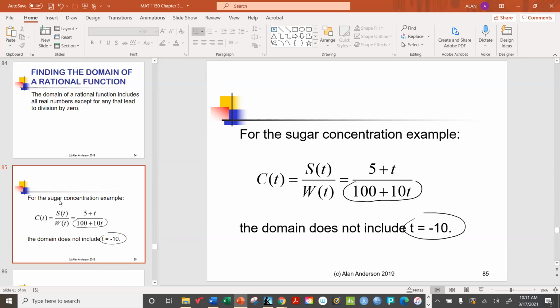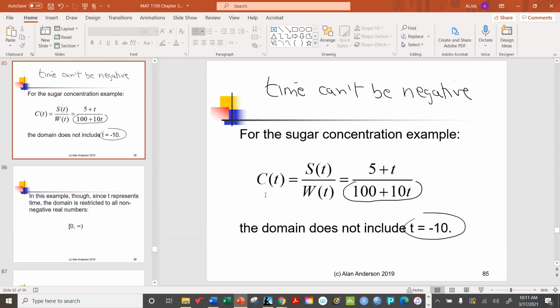Now, but since this is a real example, this isn't really relevant because time obviously can't be negative. So what that means is that in principle, given that time is what t represents, then all that really is relevant is positive or 0 for t. Okay, we don't want to substitute negative times into this function because they don't mean anything.